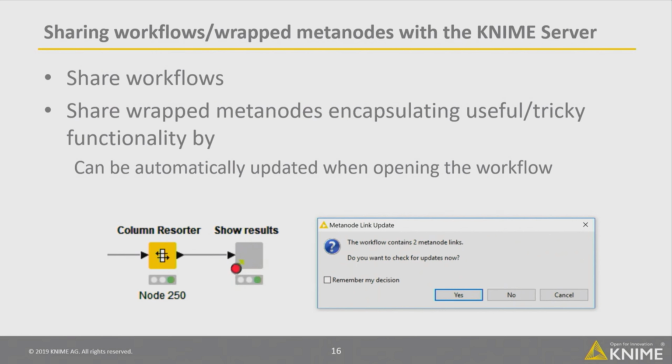So you may be able to see in the back, there's a green arrow on this wrap meta node. That green arrow indicates that it's connected to some other place, so it's a linked node. What that means is that when I open this workflow, I'm going to get a prompt in Knime, and it's going to say, for this particular workflow, there are 2 meta node links, and it asks me if I want to check for updates. So I open the workflow, it says there are 2 links.